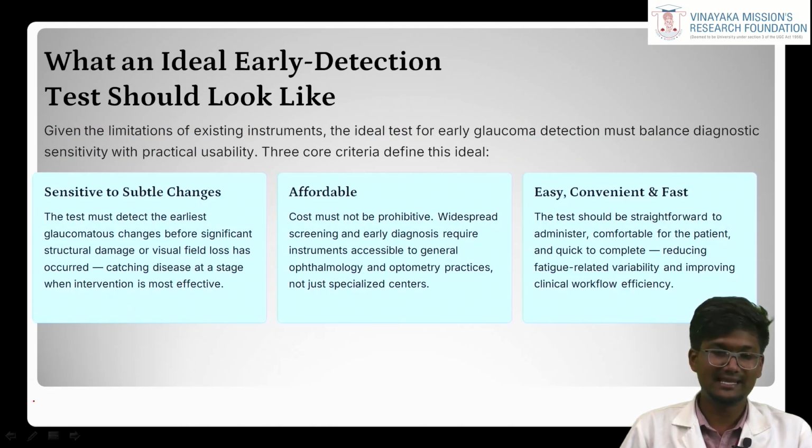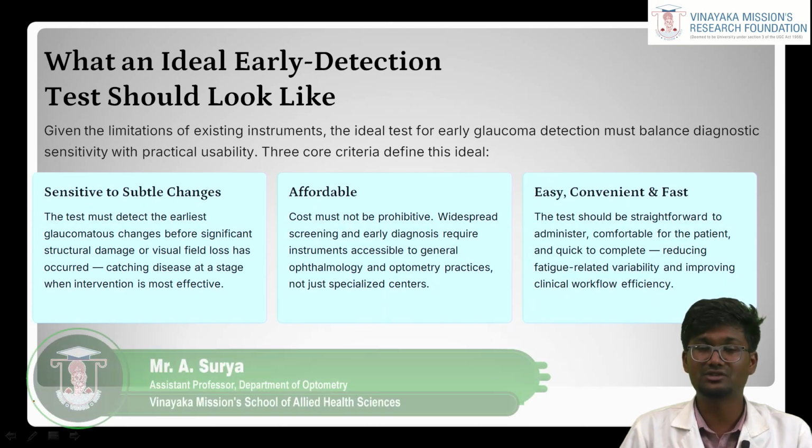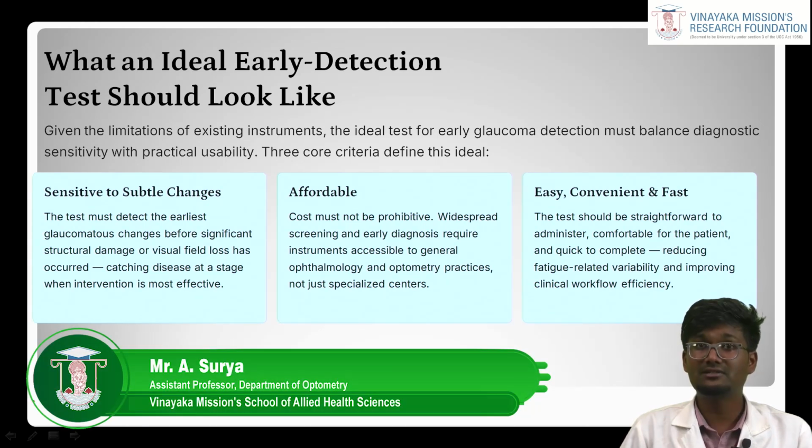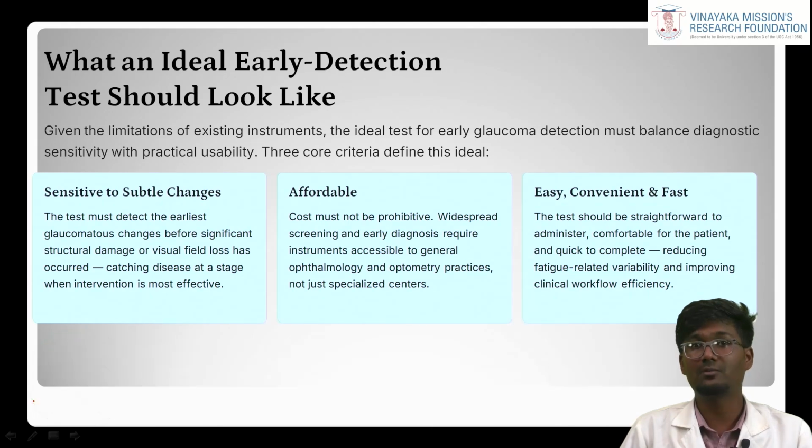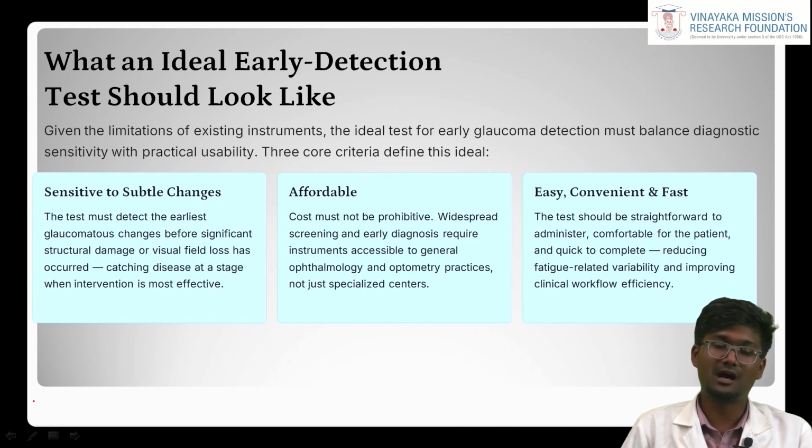What should an ideal early detection test look like? For finding the earlier glaucomatous stages, what should the instrument show? It should be sensitive enough to find subtle changes. The test should detect the earliest glaucomatous changes before significant structural changes happen, because once structural changes happen in a glaucoma patient, the vision loss is irreversible. So we need to find it as early as possible, catching the disease early when intervention is more effective. The next one is affordable.